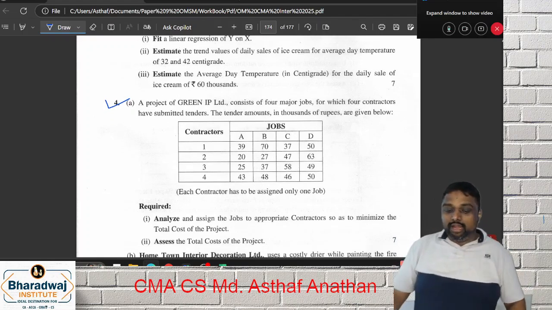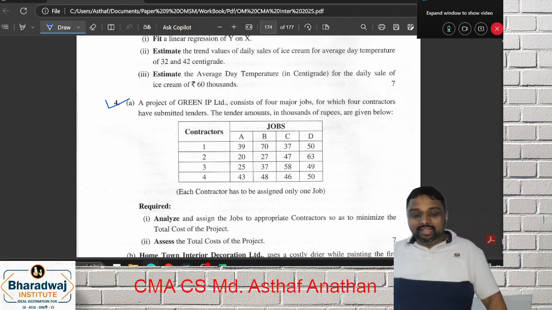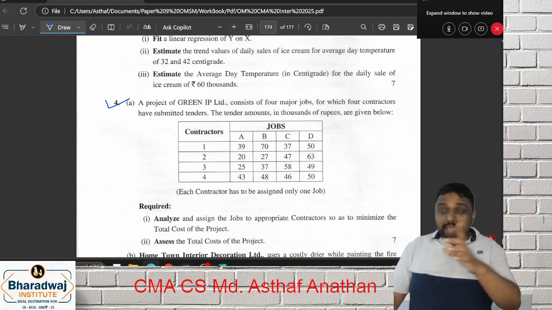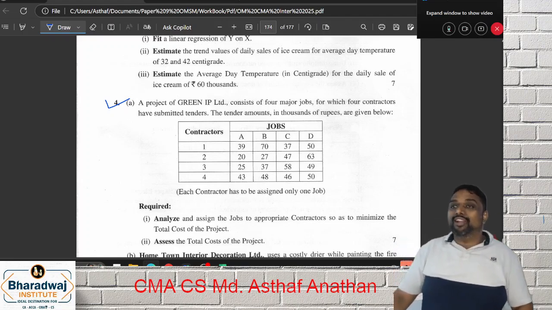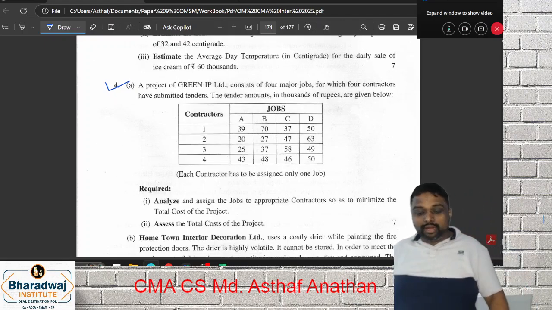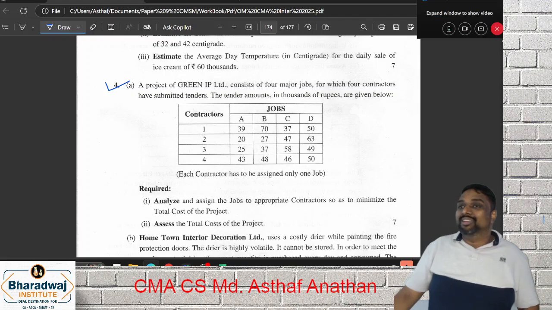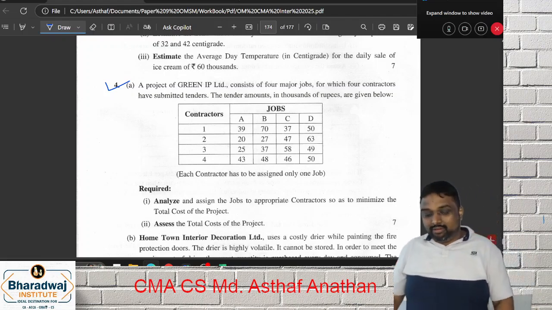A project consists of 4 major jobs for which 4 contractors submitted the tender. The tender amounts, given in thousands of rupees, are given below. They are given as A, B, C, D. 4 jobs, 4 contractors, so it's balanced. Analyze and assign the jobs to the appropriate contractors to minimize the total cost and assess the total cost. So here also the question is for minimizing the cost. So we have to start.